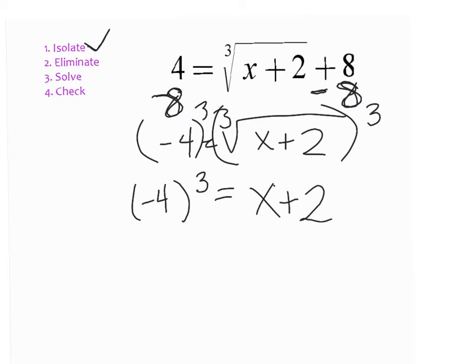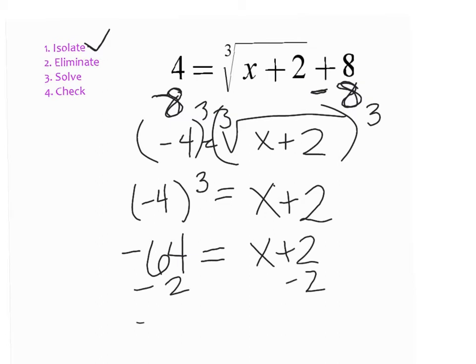So now I have negative 4 cubed equals x plus 2. Remember that when you're doing this, a negative number can be cubed or cube rooted. So I get negative, let's see, I don't have a calculator, so when I do this wrong, somebody let me know. And I'm going to subtract 2 and get negative 66 as my answer. Okay, that was eliminate and solve. Now I'm going to check.